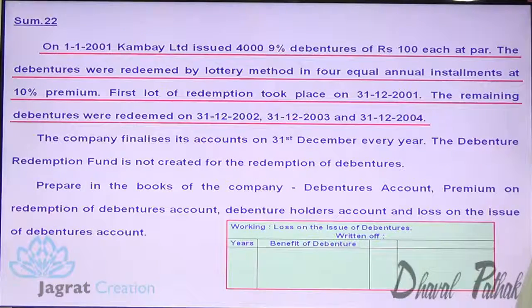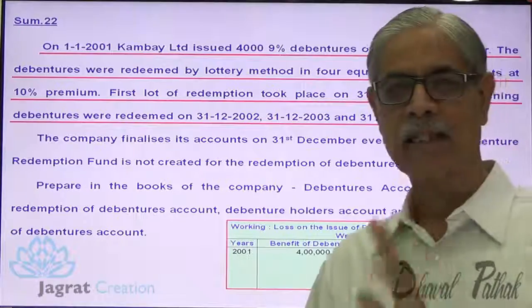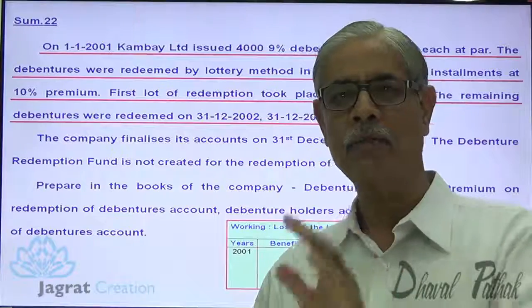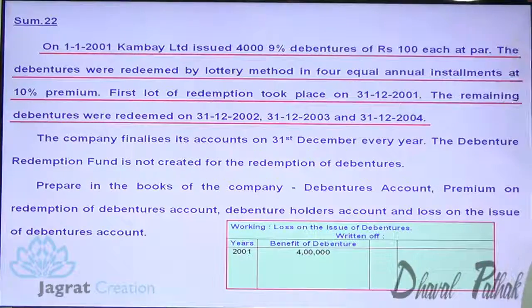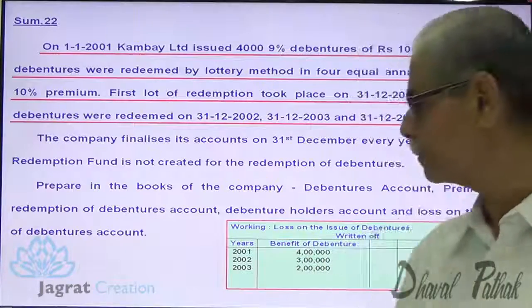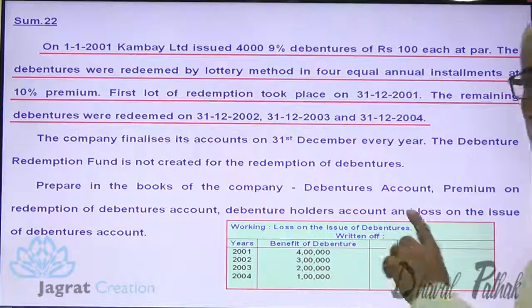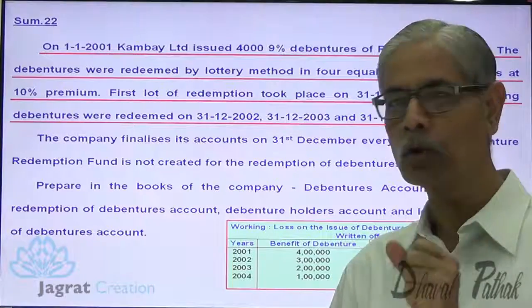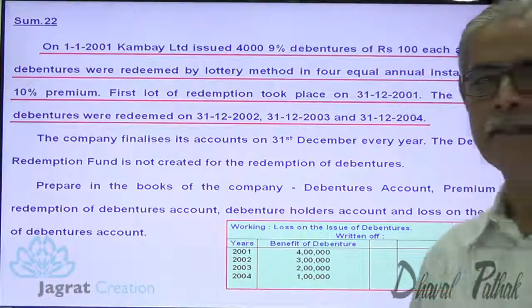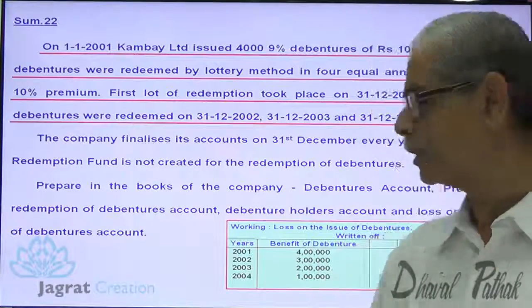Now in the first year, the debentures of 4 lakhs are issued. In the first year, 4 lakhs funds were available to the company for its purposes. In the second year, the funds available to the company are 3 lakhs because 1 lakh rupees is redeemed. In the third year, funds available are 2 lakhs because 1 lakh redemption has taken place. And in the fourth year, the funds available to the company for its use is 1 lakh. This is how the redemption is made and the balance is carried forward.